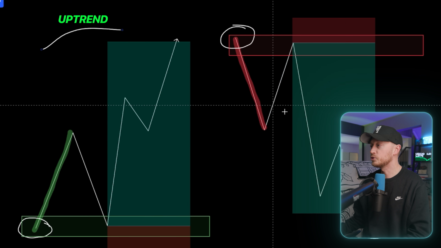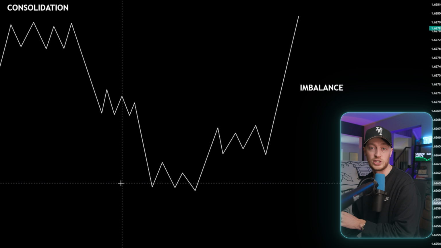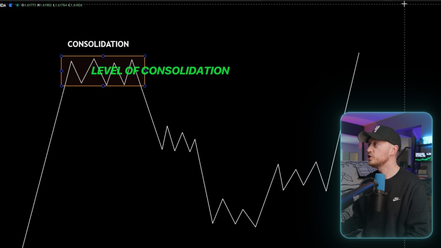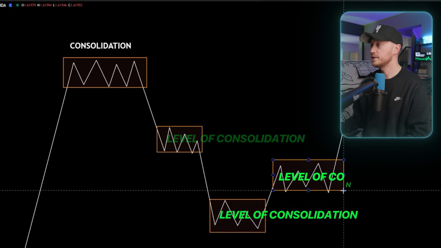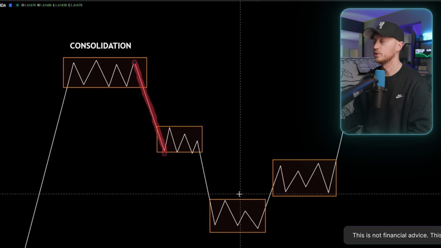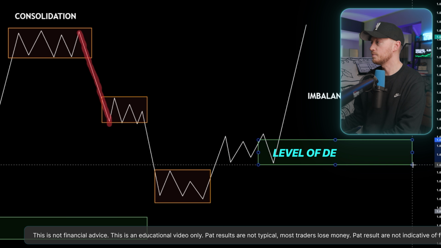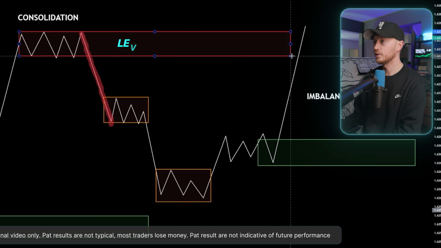Now, obviously, the market isn't always in clear uptrends and clear downtrends. Usually it looks a little bit more like this. We have levels of consolidation here, here, and here. And out of those levels are where we get those aggressive price pushes. And those aggressive pushes create levels of demand, right? Here's a level of demand. Up here, we have that level of supply.